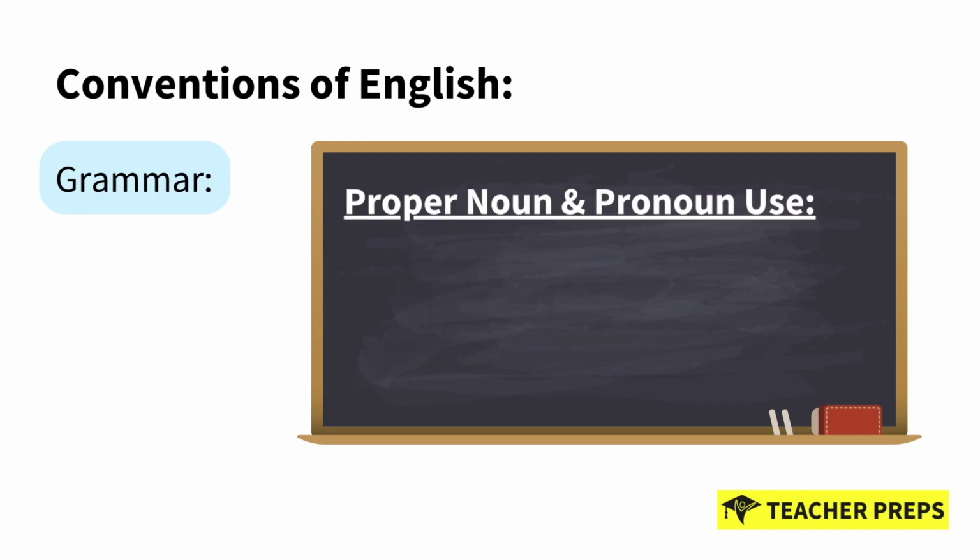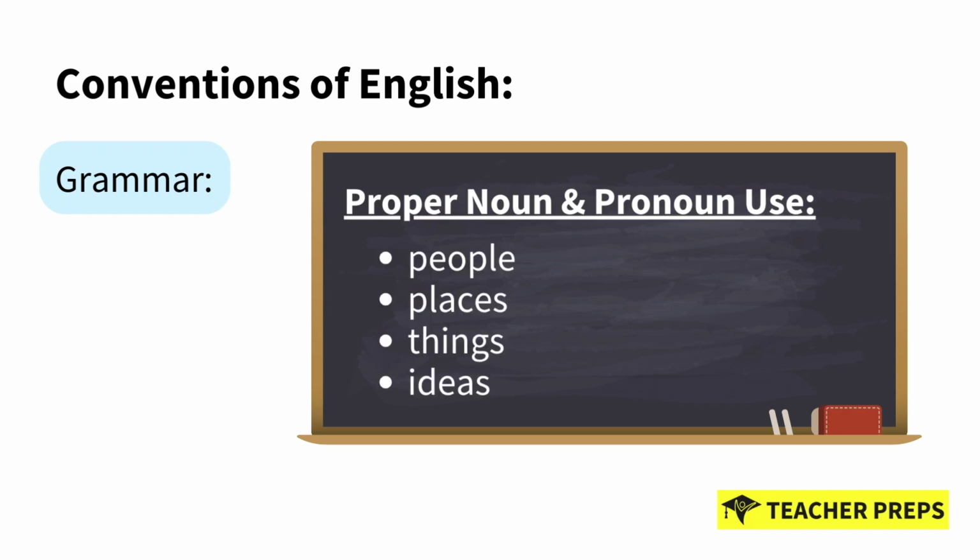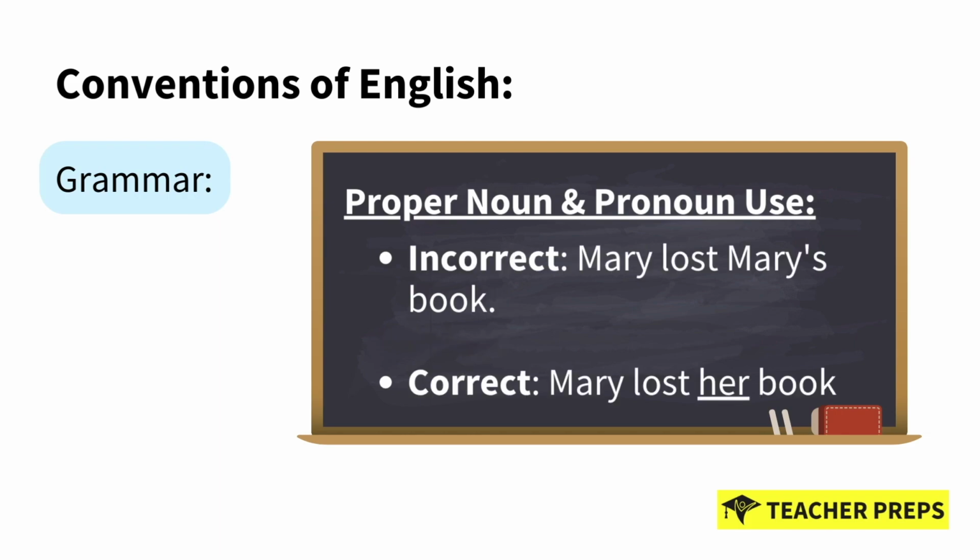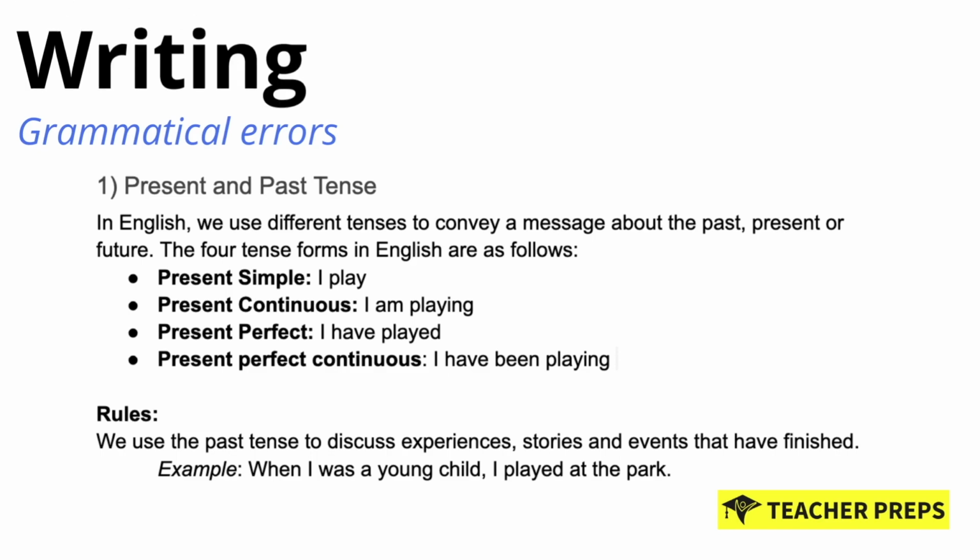Next, we have the use of proper noun and pronoun. These are people, places, things, or ideas. We could also have pronouns which replace nouns such as he, she, it, and they. So, for example, the incorrect version would be Mary lost Mary's books. We don't say that, but the correct version would be Mary lost her book. Grammatical errors are often found in students at every level. Next, we'll explore common mistakes students often make and how to fix them. Knowing these will give you a great advantage for your exam.